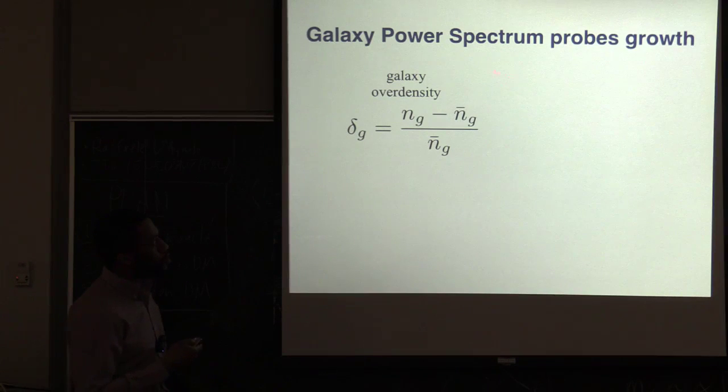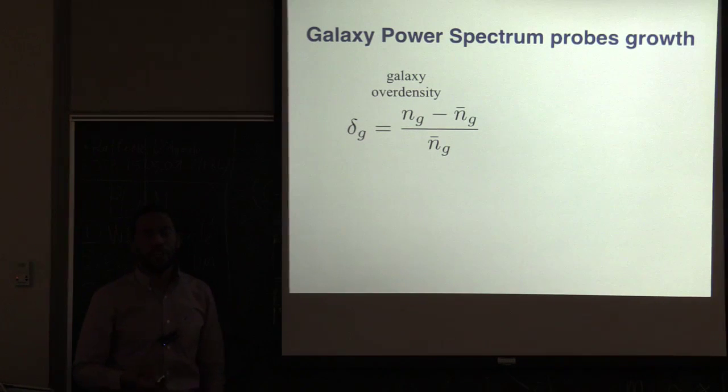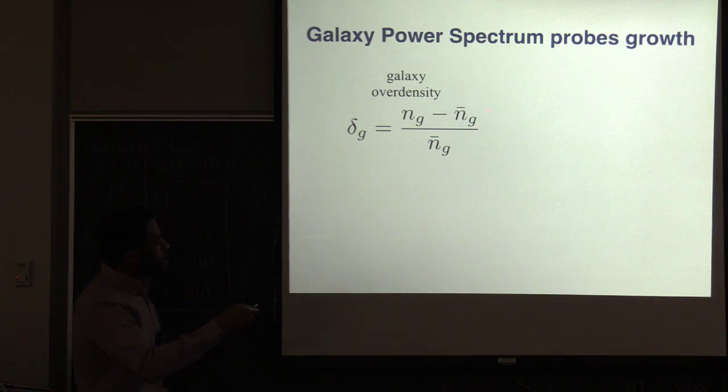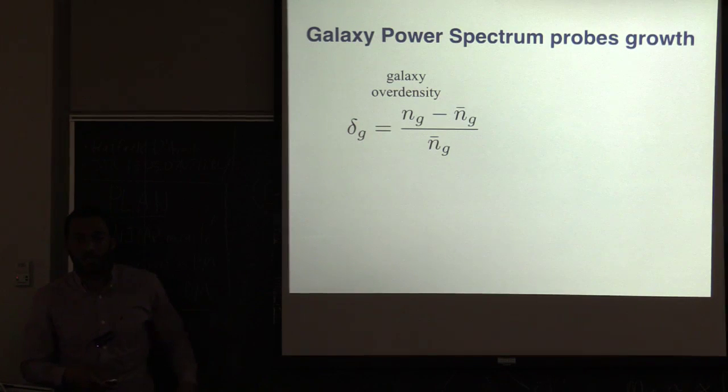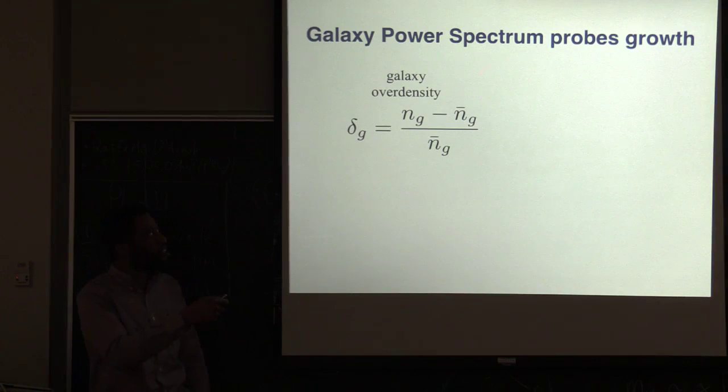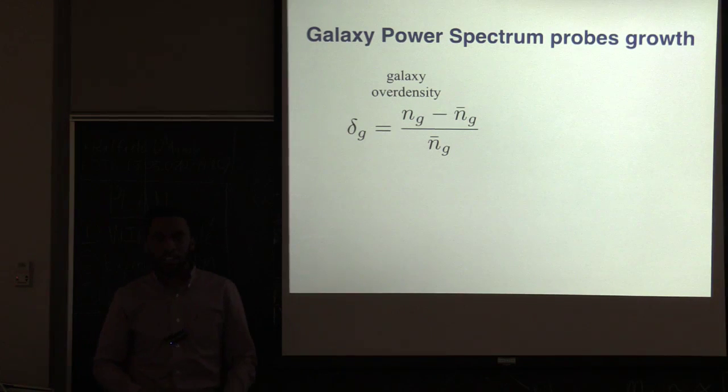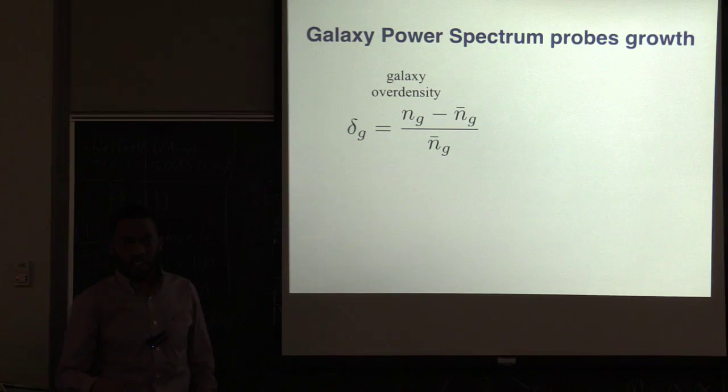So how do we measure growth? Traditionally you measure growth using the galaxy power spectrum. So in order to describe this, for those of you who are large scale structure people, you start with this parameter here, delta G, which is equal to the over density of galaxies. So you take the number density of galaxies in a pixel at a location, and you subtract the average number of galaxies over all pixels, and you divide by the average. And so this is zero if the number of galaxies in that pixel is the average value, but if it's over average, you have a positive delta, and if it's under average, you have a negative delta.